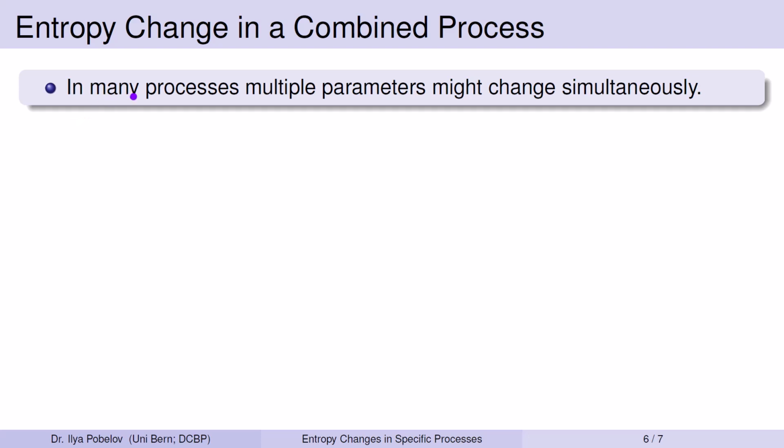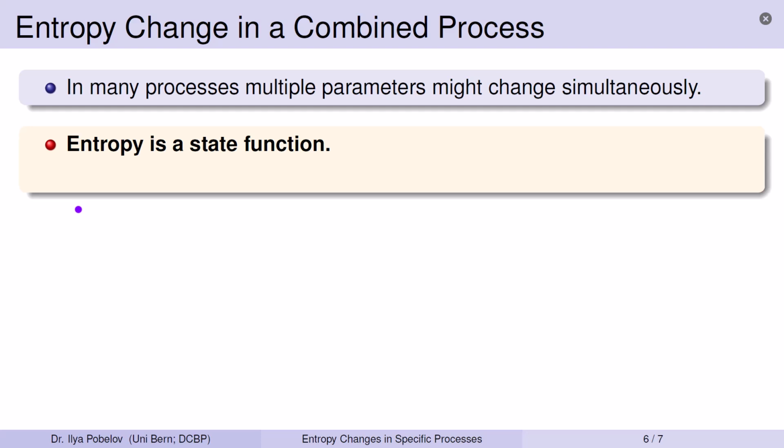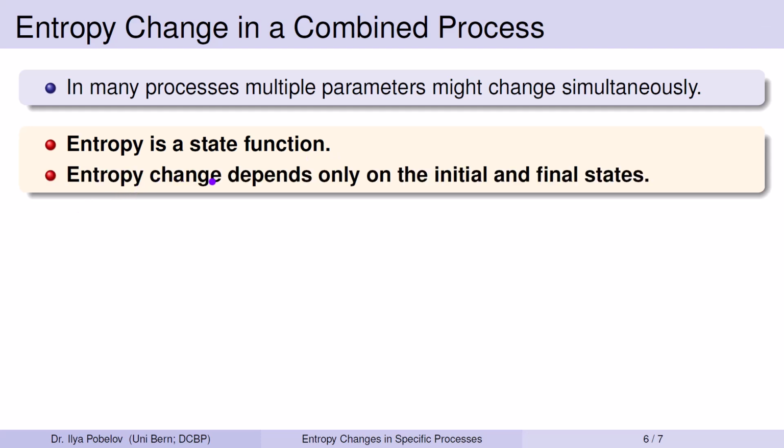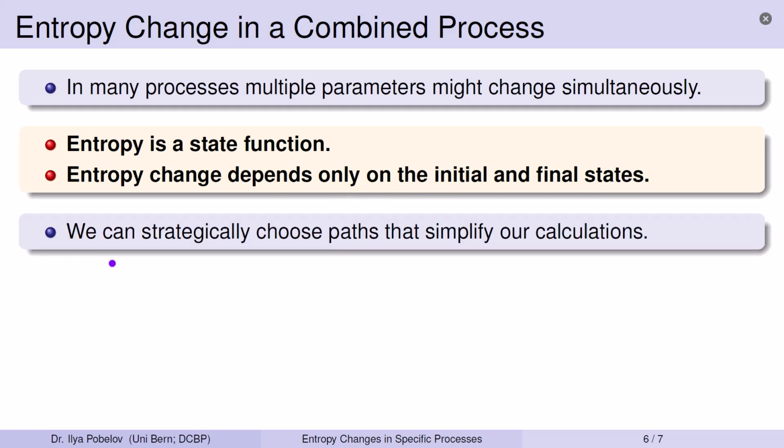In many real-world situations, processes don't change just one parameter at a time. Instead, multiple parameters may change simultaneously. How do we handle such cases? Recall from our previous discussions that entropy is a state function. This means its change depends only on the initial and final states, irrespective of the path taken to get from one state to the other. Given this property, we can strategically choose paths that simplify our calculations.